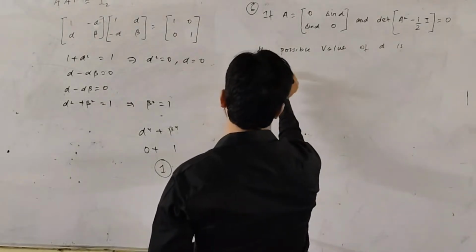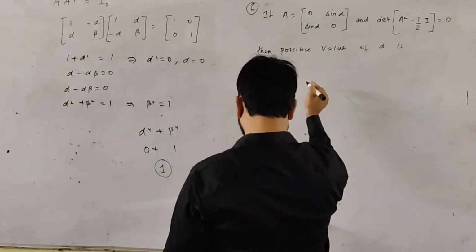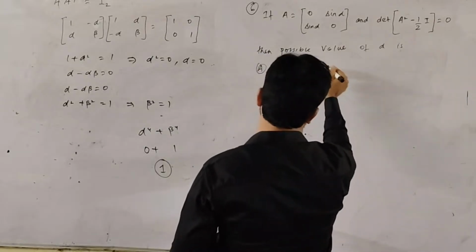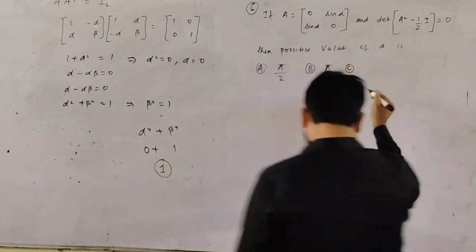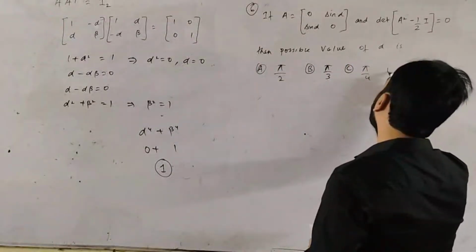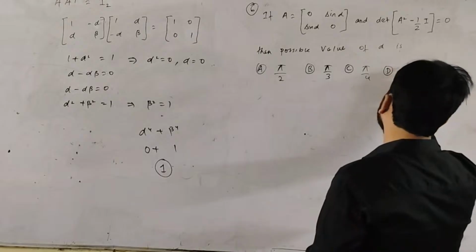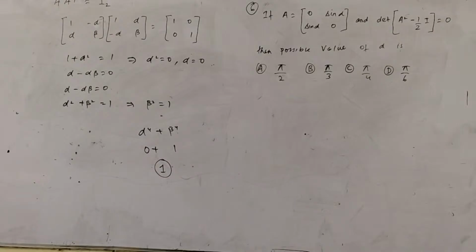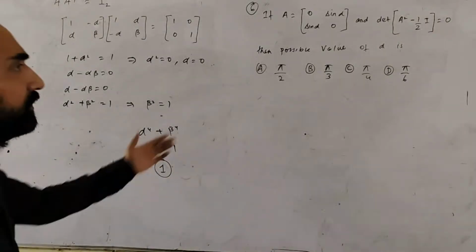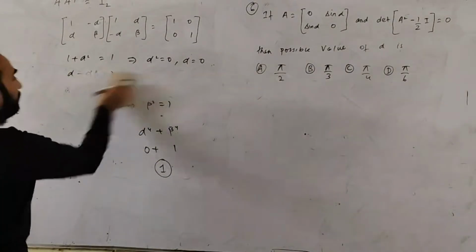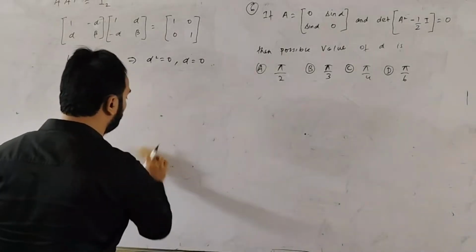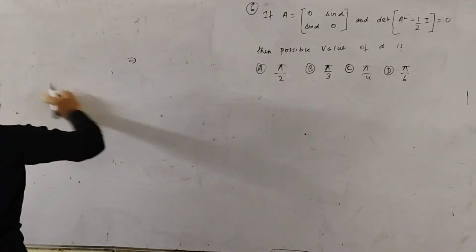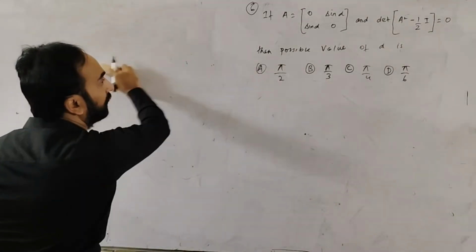So options are given as A, pi by 2, B, pi by 3, C, pi by 4, and D, pi by 6. Right? So this also you can do by simple multiplication. First we find A square, and then we'll find minus half of I. What do you mean by minus half of I? Half will be multiplied by the identity matrix.